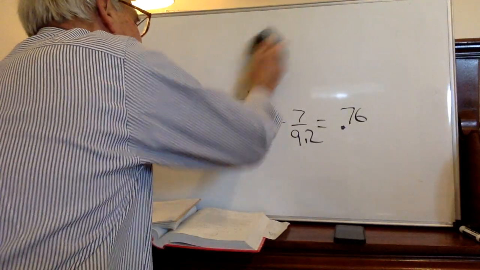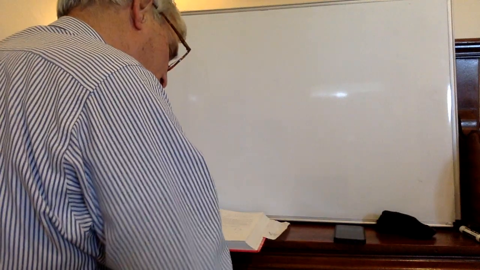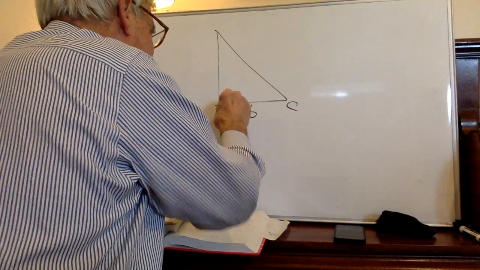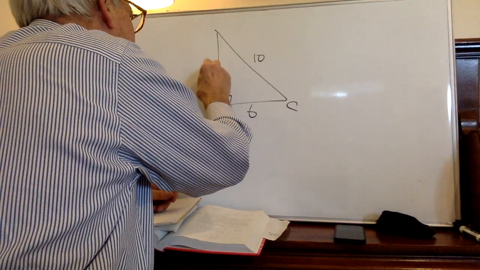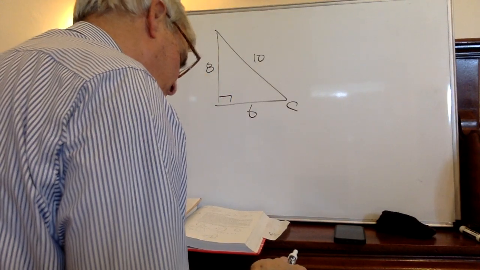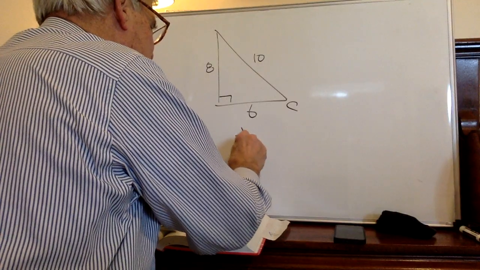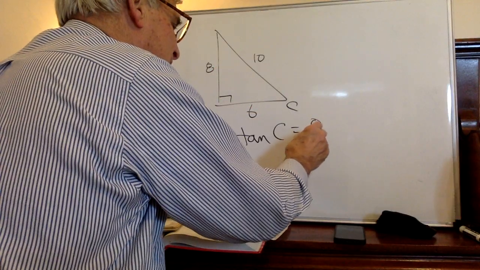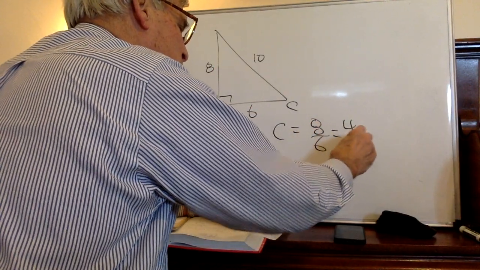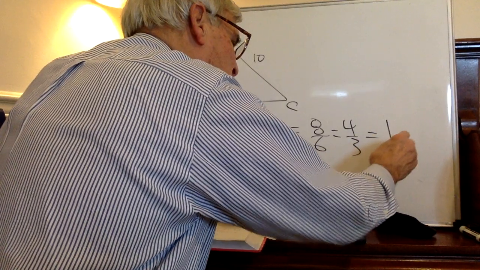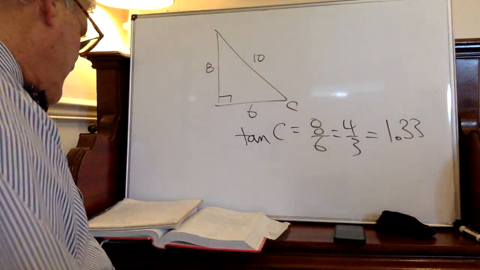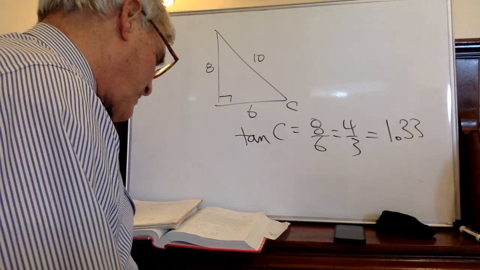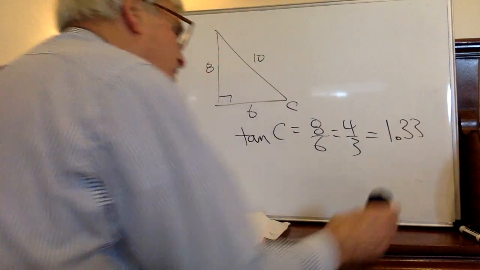And the last one, they gave you a triangle with angle C. They said this is C, and this was 6. There's the right angle, 10 and 8. And they wanted the tangent of angle C. So the tangent of angle C is equal to opposite over adjacent, 8 over 6, which is 4/3. 4/3 to 2 decimal places is 1.33. Okay, that's number 8.